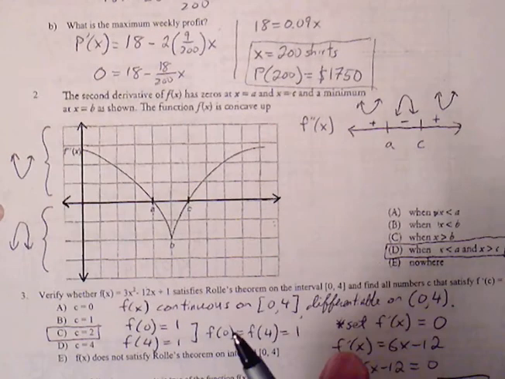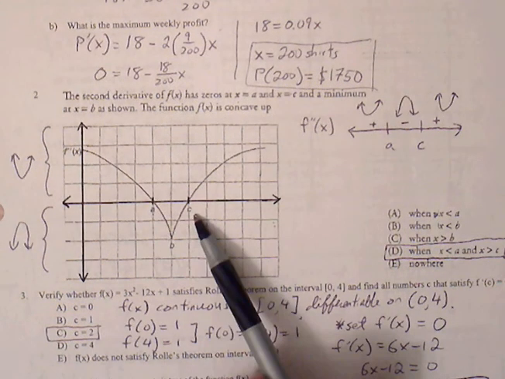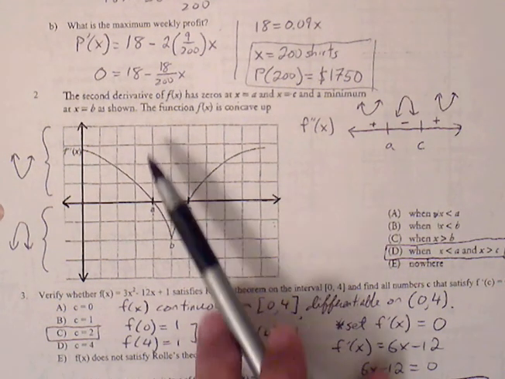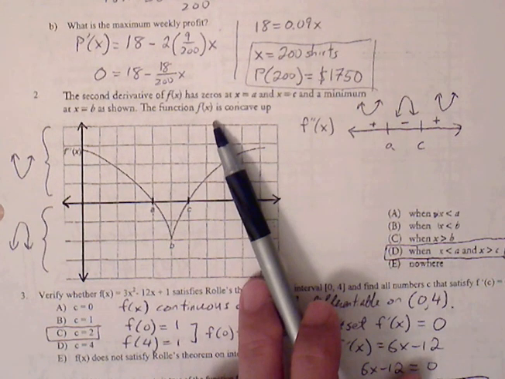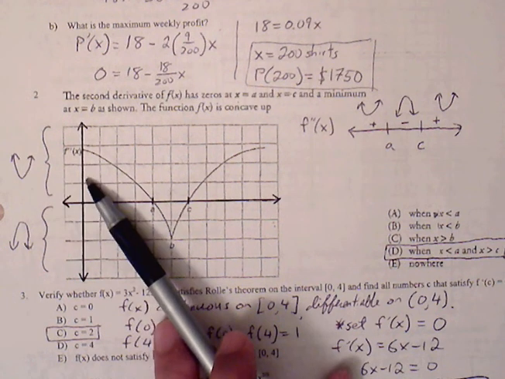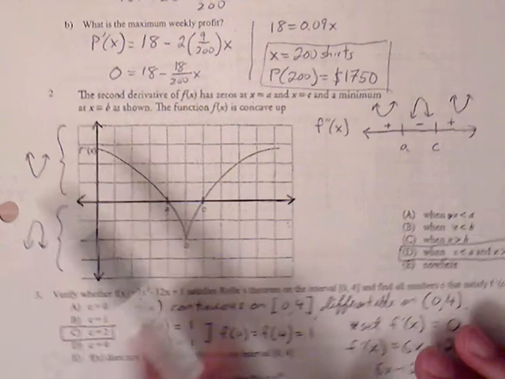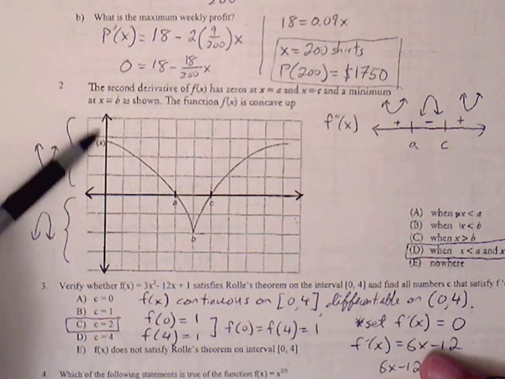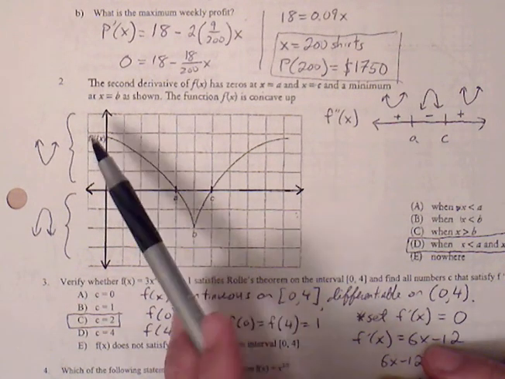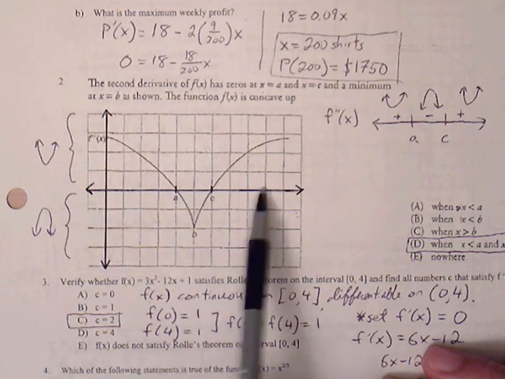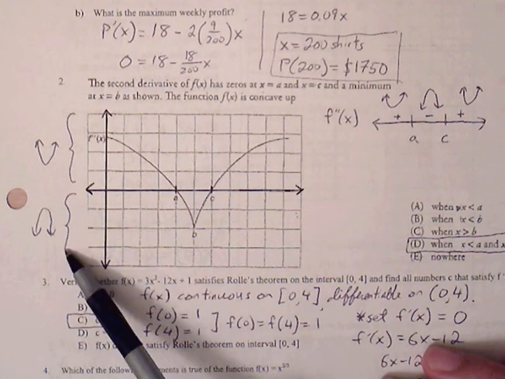Okay, number two, the derivative f prime of x has zeros at x equals a and x equals c, and a minimum at x equals b as shown. The function f of x is concave up. So this is the second derivative function. And if we're looking at the second derivative function, we have to think about what the y values represent, right? The y values represent concavity. So anywhere that the graph sits above the x-axis represents concave up. Anywhere that the graph sits below the x-axis represents concave down.